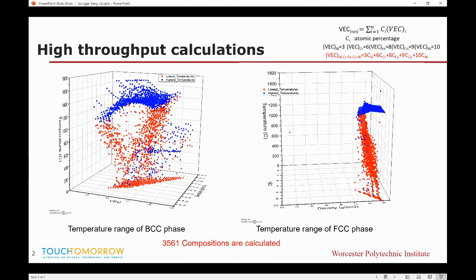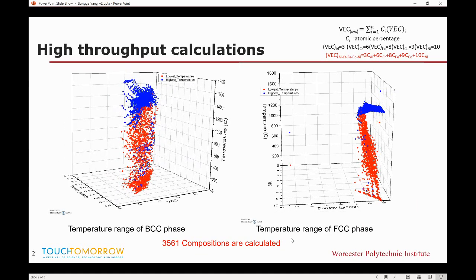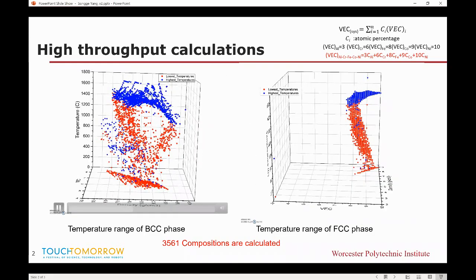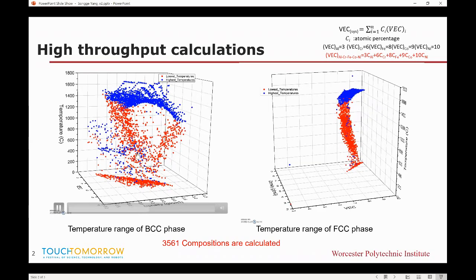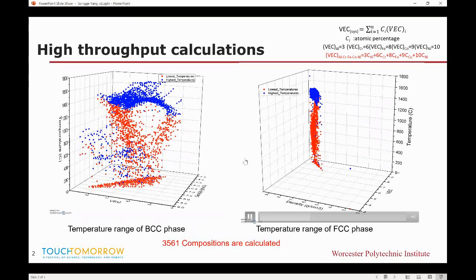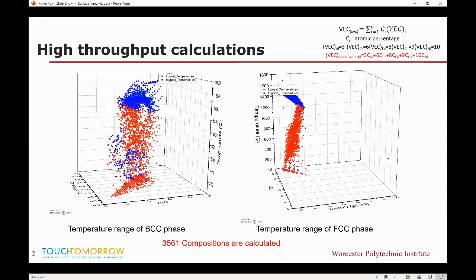So here is the melting point of BCC and FCC phase. The red dot is the lowest temperature and the blue dot is the highest temperature. With this high throughput calculation, we can quickly capture thousands of compositions and the information of FCC and BCC phase.